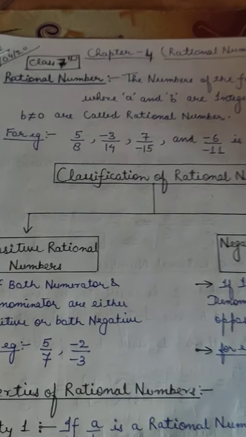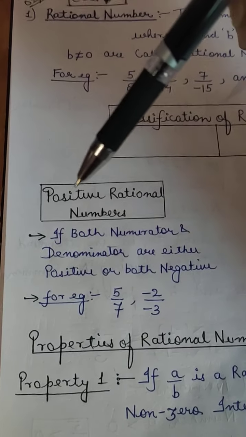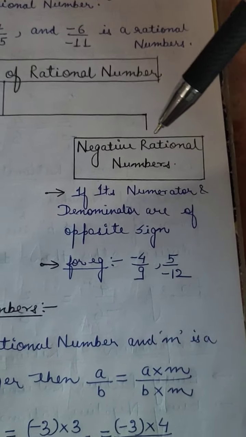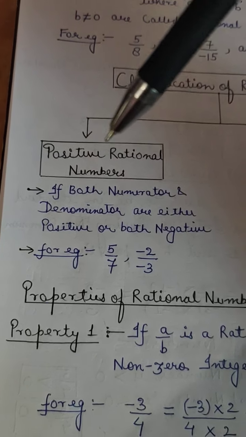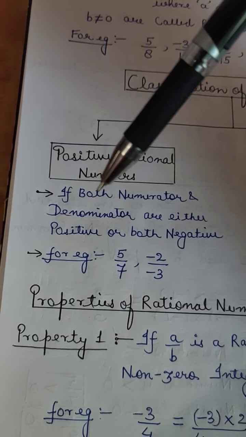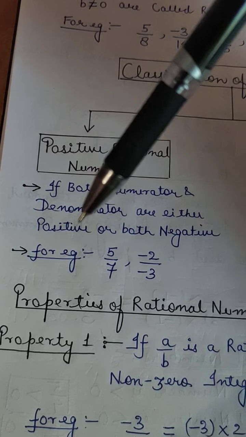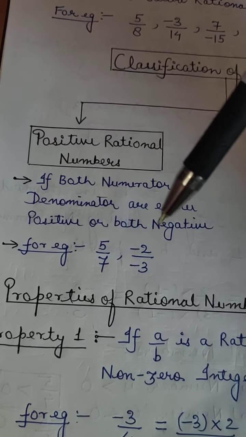So based upon this, a rational number can be classified into two types. One is a positive rational number and another is a negative rational number. So first we will define what is a positive rational number. In a positive rational number, both numerator as well as denominator are either both positive or both negative.